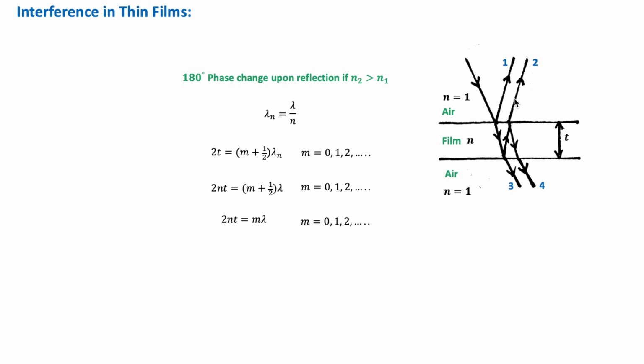To find the conditions for constructive and destructive interference, we first note 2 points. One is that an electromagnetic wave undergoes a 180 degrees phase change upon reflection if n2 is greater than n1, and no phase change occurs if n2 is less than n1. The second point is that the wavelength lambda n of light in a medium of refractive index n is given by this equation, lambda over n, where lambda is the wavelength of light in free space.